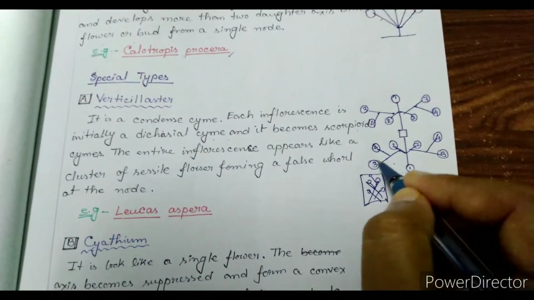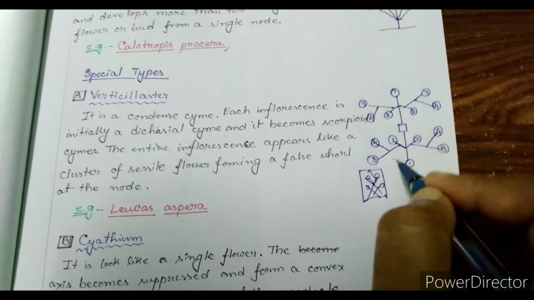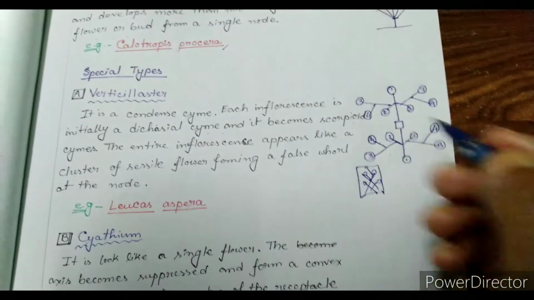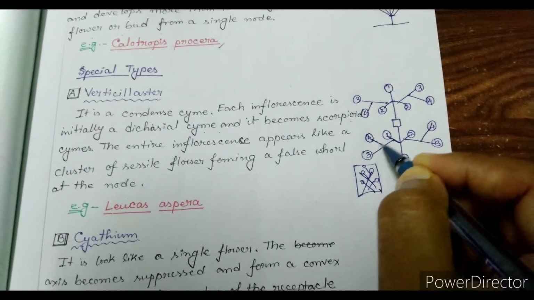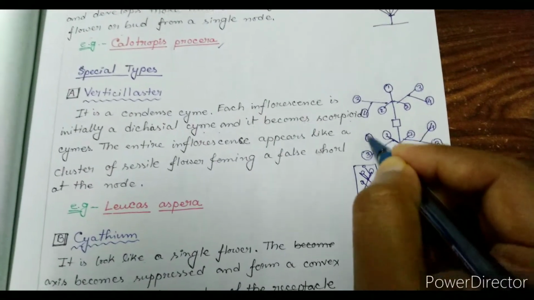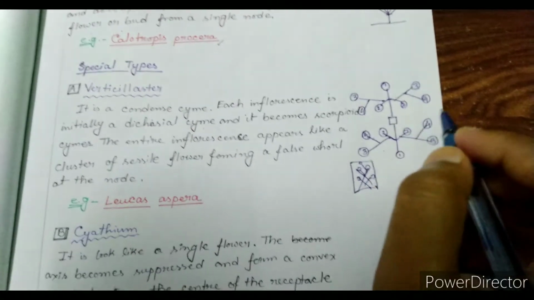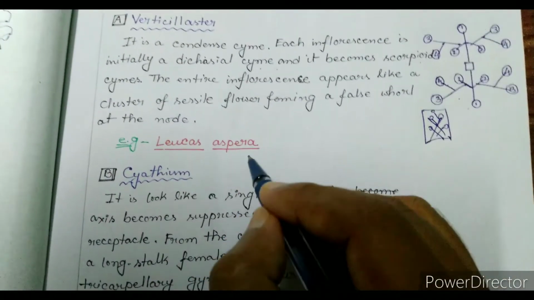In the case of scorpioid cyme, a single flower arises from the mother axis, and they all arise alternately, meaning the first flower arises on one side and the next flower arises in the opposite direction. This happens in this inflorescence. I hope this is clear to you. This type of floral arrangement is present in Leucas aspera.